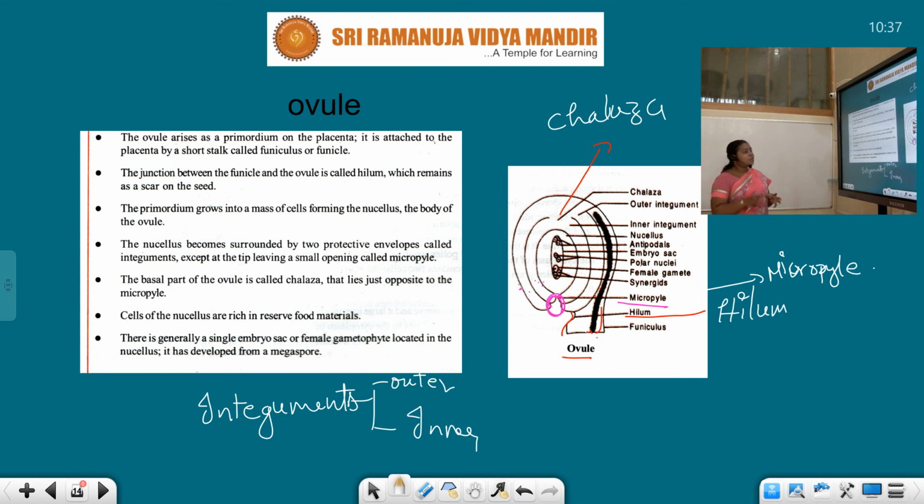And there is generally a single embryo sac, also known as the female gametophyte, located in the nucellus. It has developed from the megaspore. So at the center of the nucellus tissue it has the embryo sac, also called the female gametophyte, which develops from the megaspore. So students, here I have explained the ovule structure.